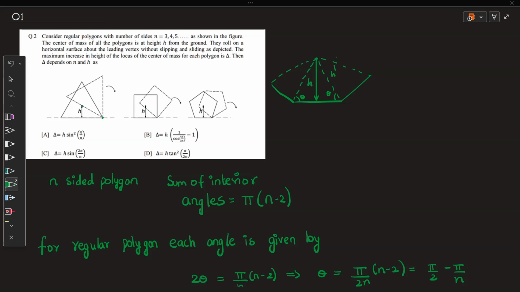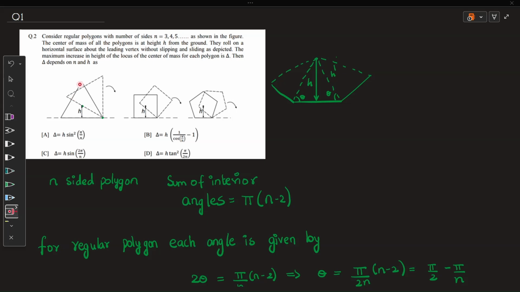Question number one. Consider regular polygons with a number of sides n, which is 3, 4, 5, and it goes till infinite, as shown in the figure. The center of mass of all the polygons is at height h from the ground. They roll on a horizontal surface about the leading vertex without slipping and sliding as depicted. The maximum increase in height of locus of the center of mass for each polygon is delta. Then delta depends on n and h as.